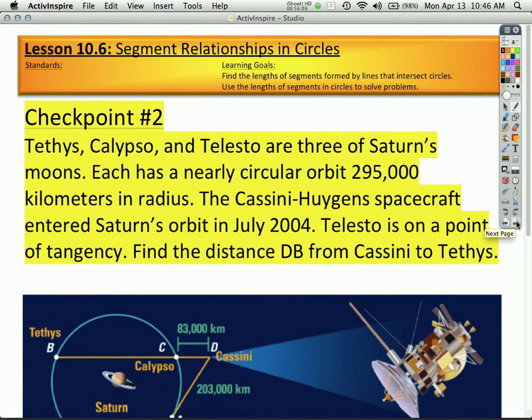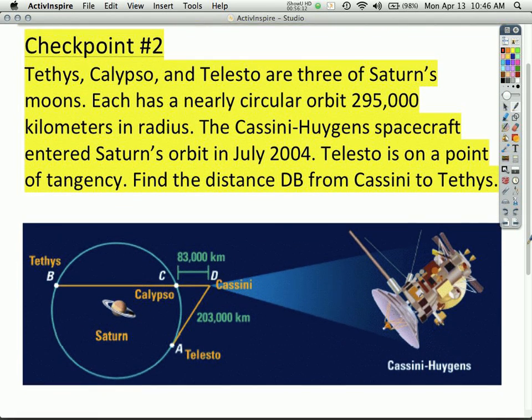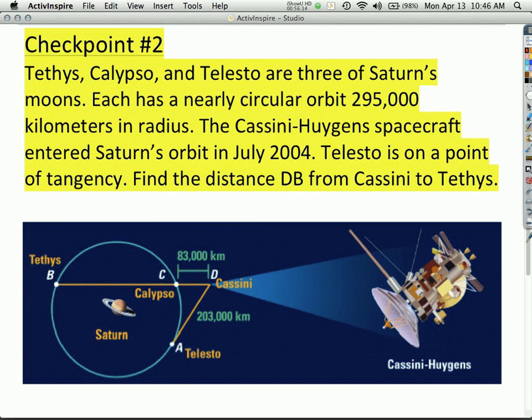Checkpoint number 2. You do not have to copy anything, but I want to make sure that you guys can see the measurements that are involved. So you're going to have to read this, but before you read, I want to point this out. This says 83,000 kilometers from C to D, and from A to D is 203,000 kilometers. You should try to pronounce these names to yourself, but don't worry if you can't pronounce it properly. They're unusual names. And so I am looking for the distance DB.